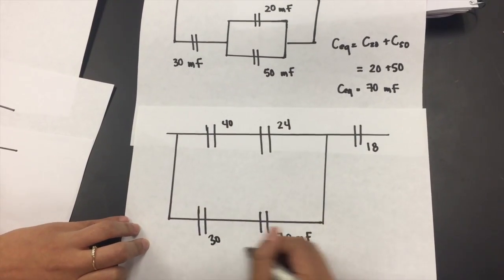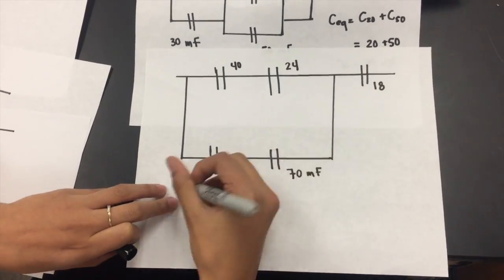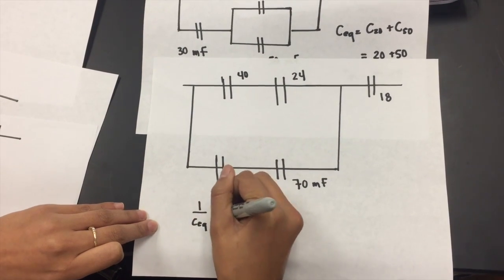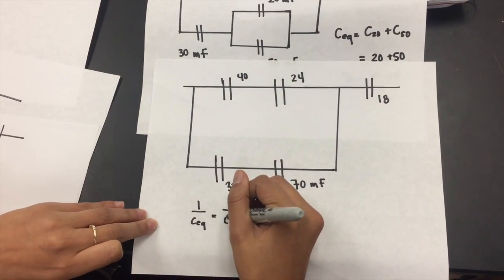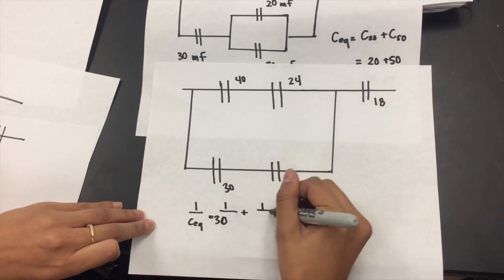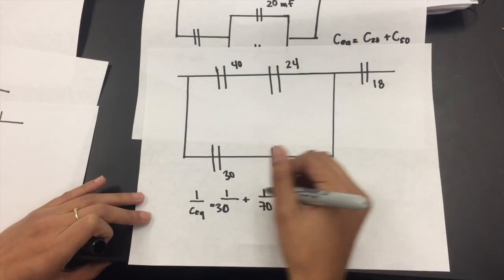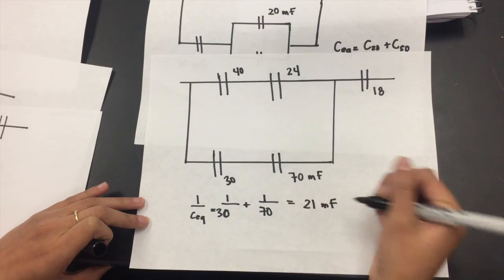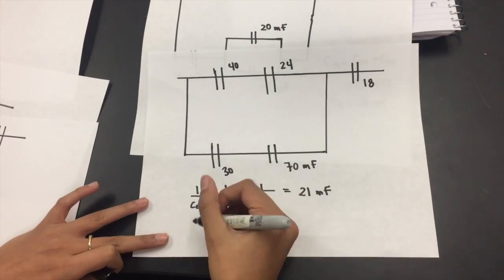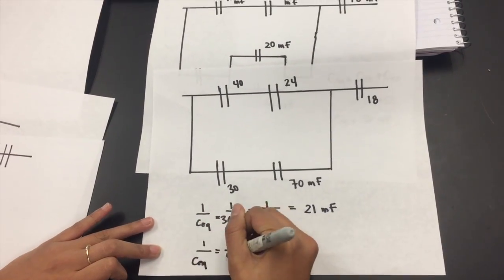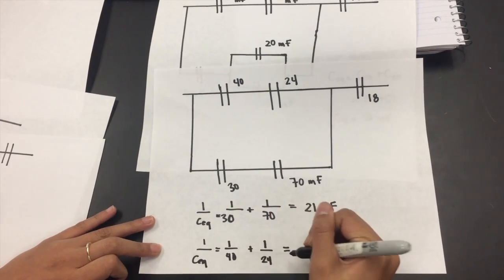In the next step, to continue to simplify the circuit, we observe two sets of capacitors in series. These can be combined by adding the reciprocals of the capacitors and taking the reciprocal of that number. For the first set, the total would be 21 millifarads. And the same process is followed for the second set of capacitors, which gives a total of 15 millifarads.